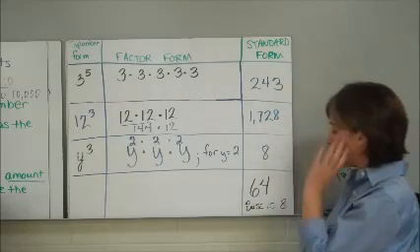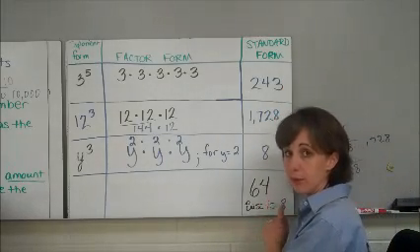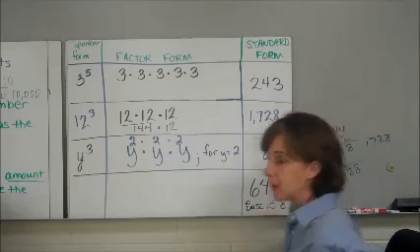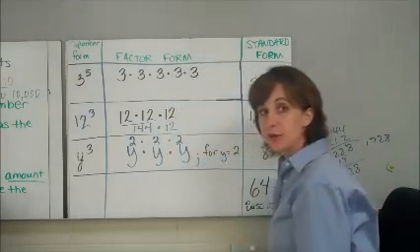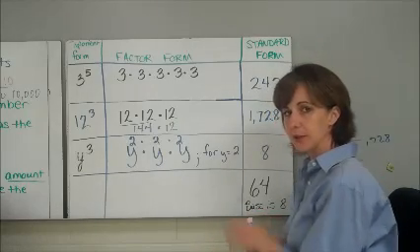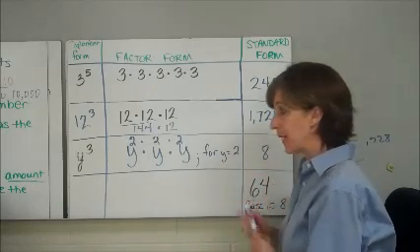All right, last example, 64. Ooh, write down. The base is 8, which means that I have to use division, the opposite of multiplication, to figure out what this answer is. 64 with a base of 8.